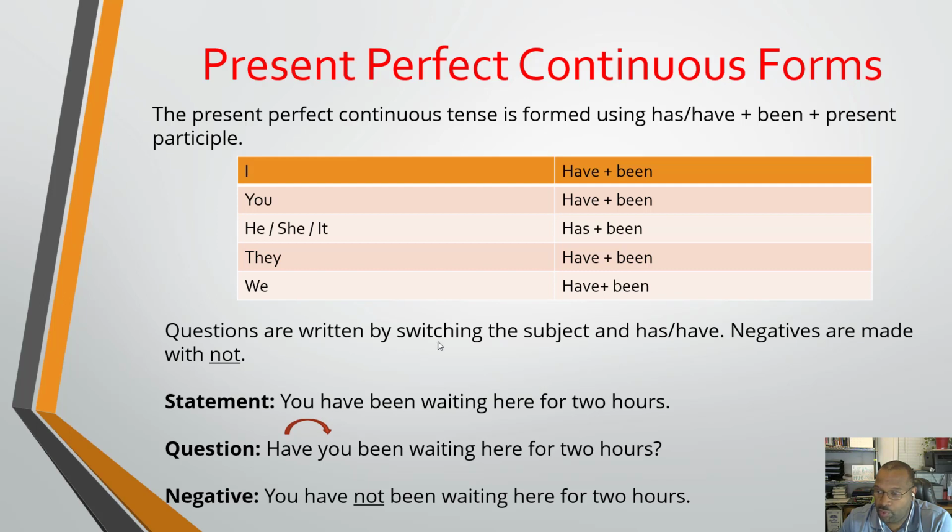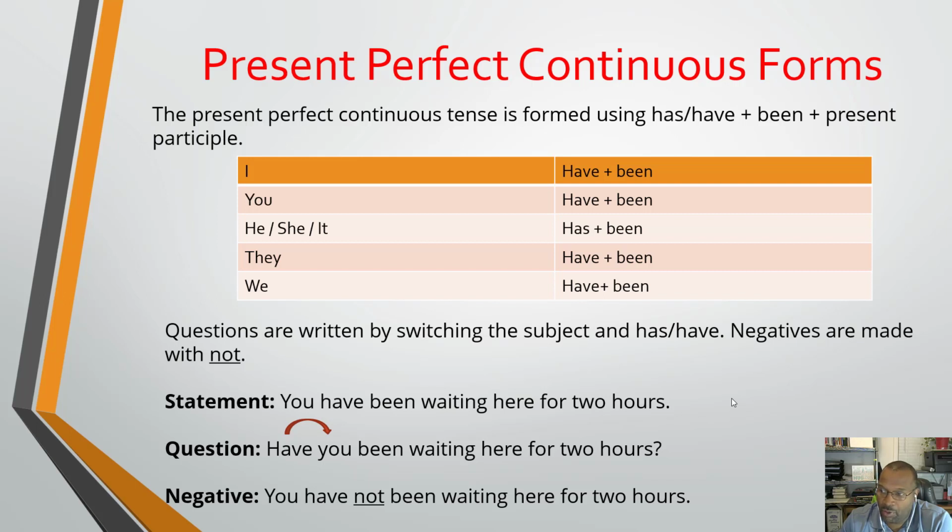Questions are written by switching the subject and the have, the has or the have, depending on who you're talking to or what you're talking to. Okay? Have you been waiting here for 2 hours? Negatives are made with not. You have not been waiting here for 2 hours. All right? Hopefully you understand that.